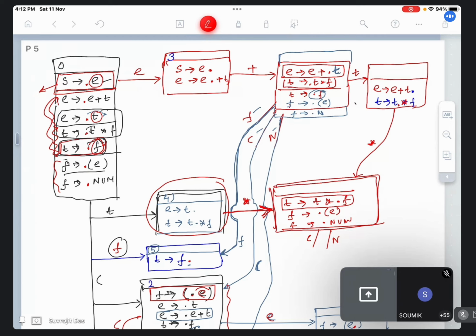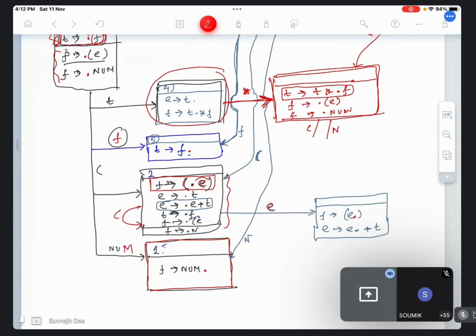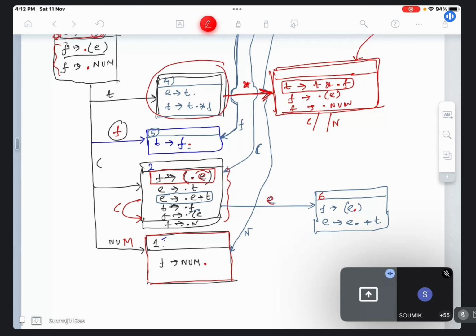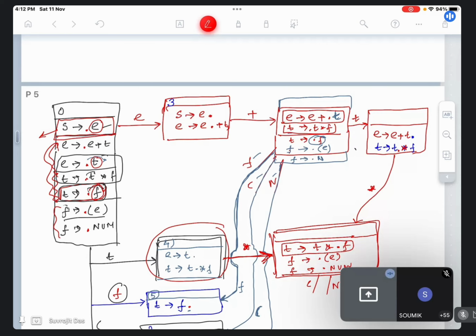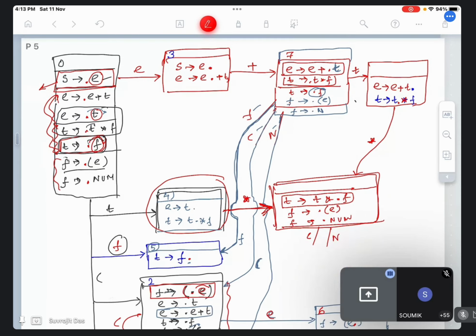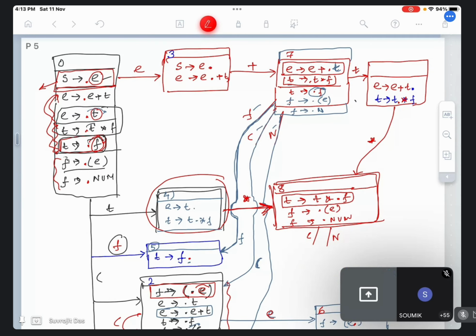And that completes this state, right? Now let me name the states so that you have a parity with the book. So you have this as state number 6, name this as state number 7, and name this as state number 8.